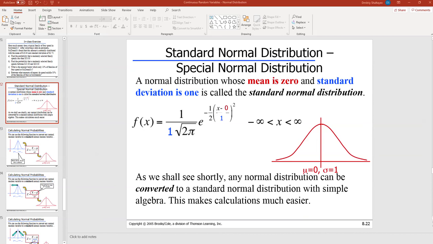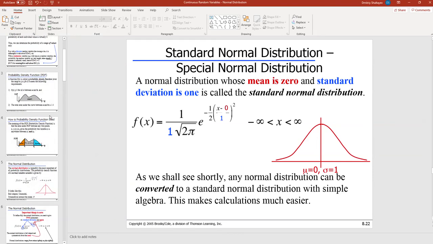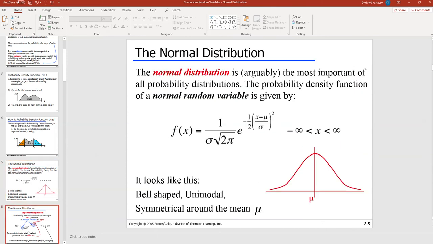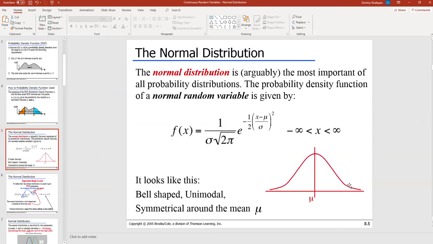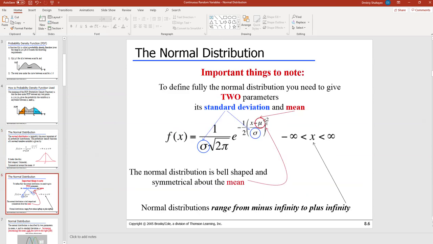Let me first of all go back to one of the previous slides that we had. Yeah, right there. Okay, so even this one. We discussed that in order to get the shape and the position of the normal distribution, you need to specify two values: the mean, the location of the peak, and also the standard deviation, the measure of how wide the distribution is. So as long as you specify these two numbers, mean and standard deviation, you pretty much know everything about the normal distribution.